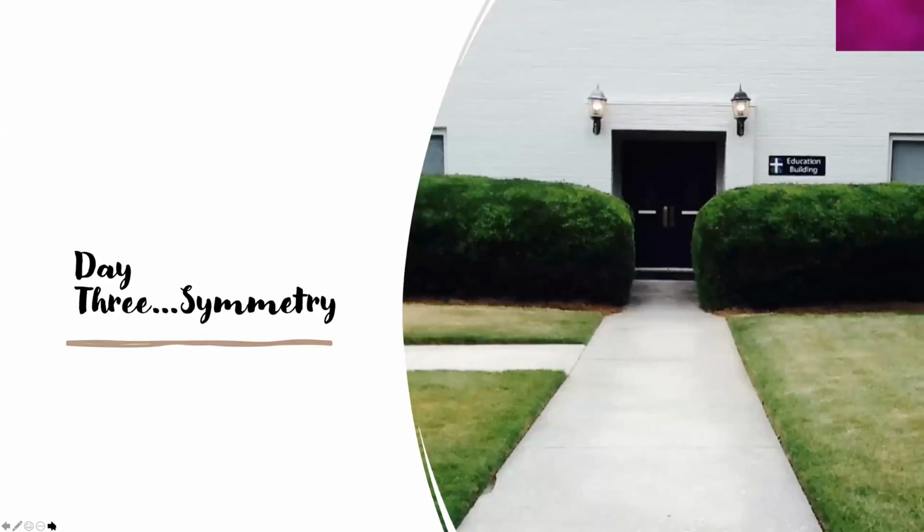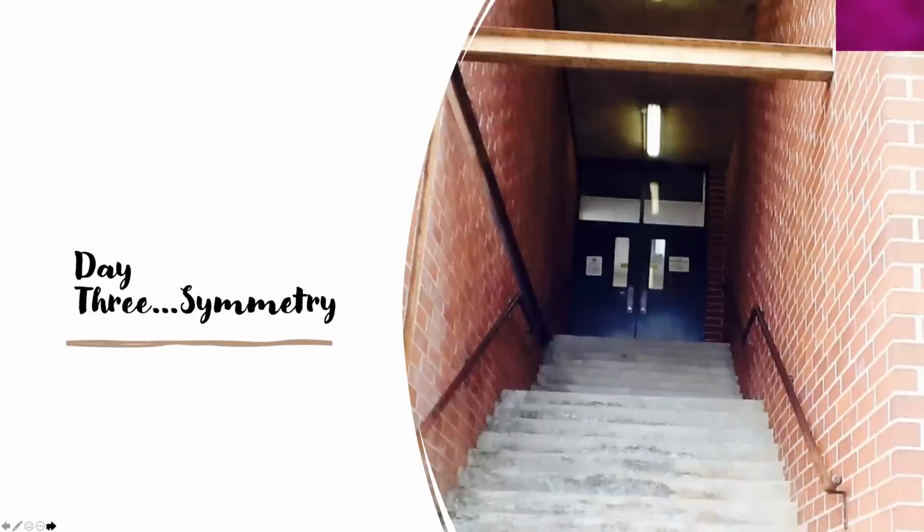We took a trip around the square, and one child saw this church. He saw symmetry here because if you took an imaginary line and drew it down the middle, you would have symmetry on both sides of the picture. And this is another stairway that's at our school that also shows symmetry.